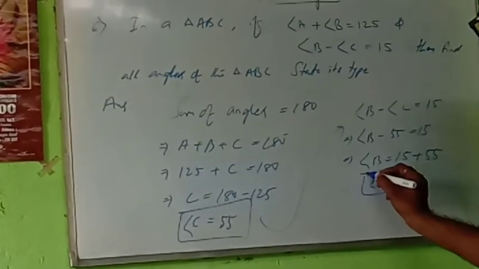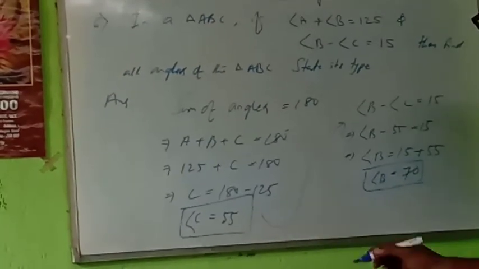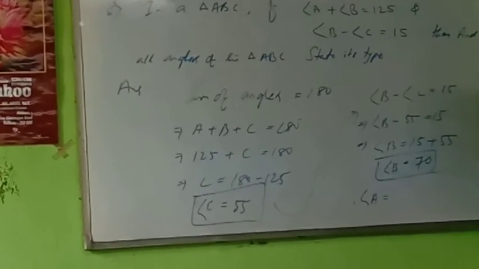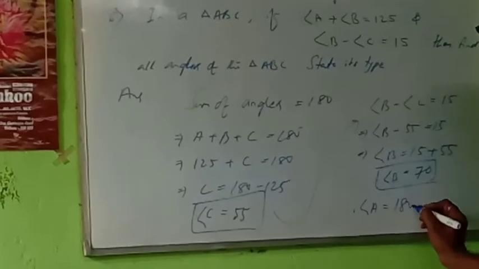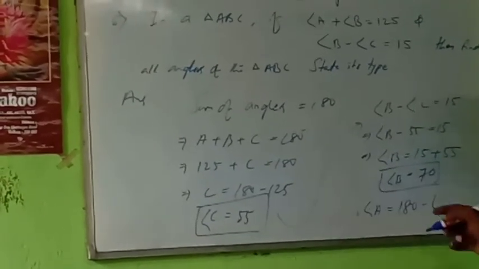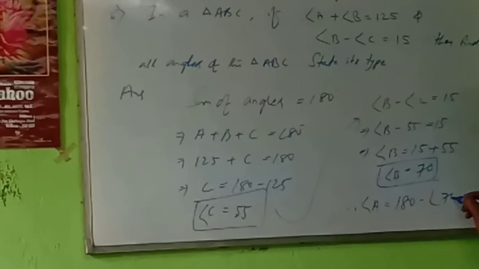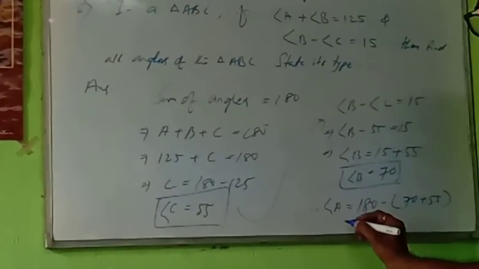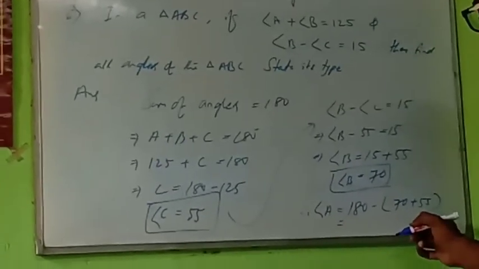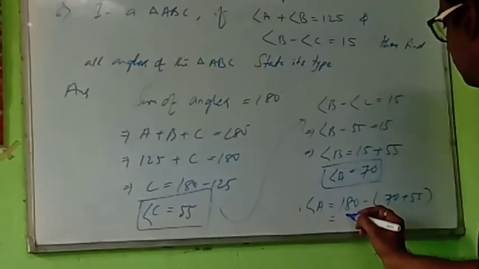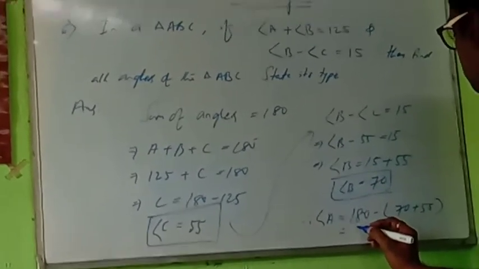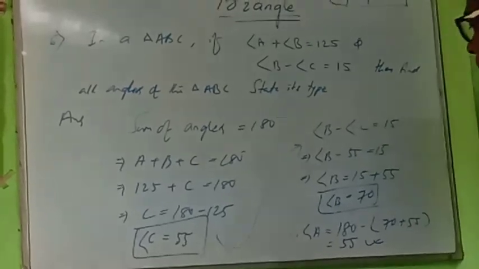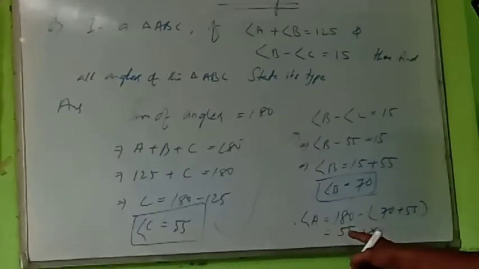After finding angle B and angle C, then you find angle A. Therefore, angle A will be total angle 180 degrees minus the sum of the two angles, that is B and C, 70 plus 55. How much will you get? This will be 125. That means 180 minus 125 is 55. See, angle A is also 55 degrees, angle C is also 55.